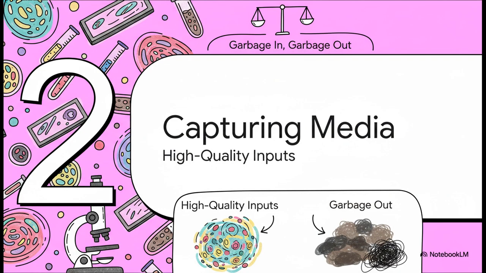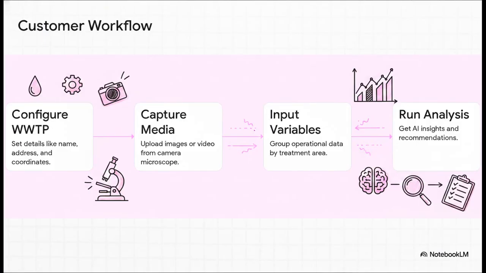Moving right along to Section 2, Capturing High-Quality Media. Let's quickly run through the 4 high-level steps of the workflow. Step 1, you configure your wastewater treatment plant details. Step 2, you capture your sample media. Step 3, you input your process variables. And Step 4, you run the AI analysis. Keeping this map in mind really helps clarify exactly where capturing your media actually fits into the platform's big picture.